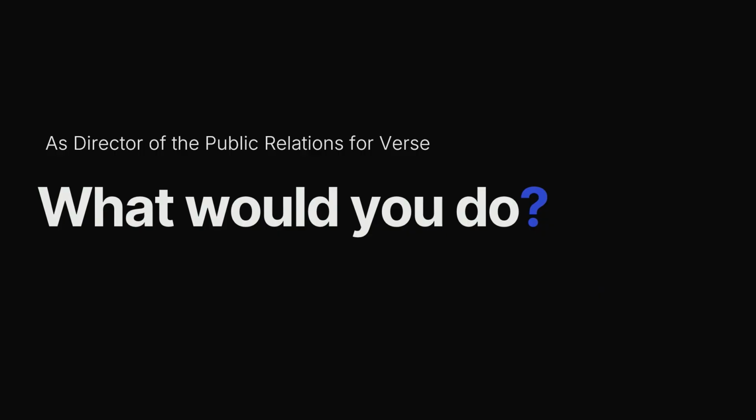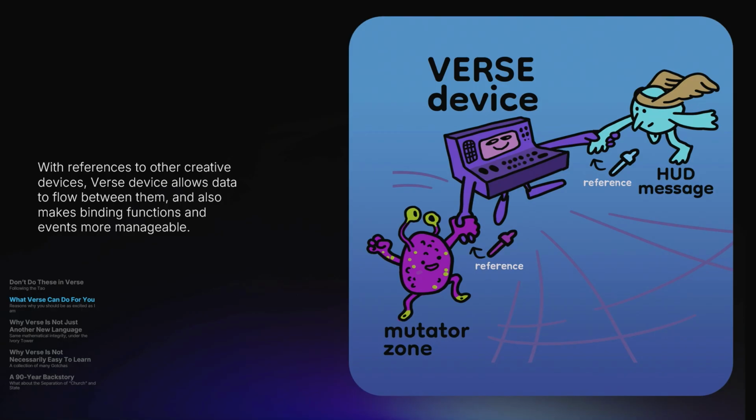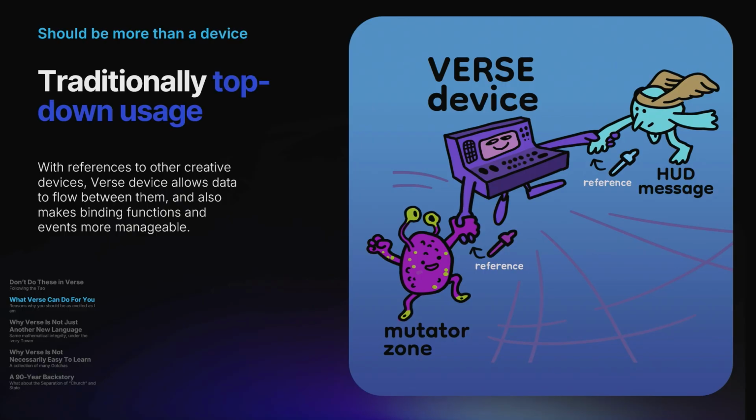So imagine you were in charge of the public relations for Verse. What would you do to make Verse as a language appear less nebulous and impalpable? You make it look like a tangible object, like turning it into a device. To many people, this is the first mental image of what you can do with Verse. To think of it as a hub, a place to connect all or most of your creative devices in Fortnite. But this top-down usage is a thing of the past, and it even obscures all that Verse has to offer.